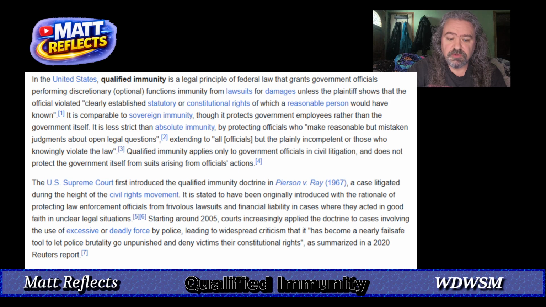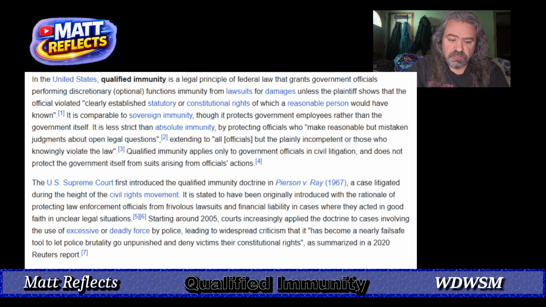It is comparable to sovereign immunity, though it protects government employees rather than the government itself. It is less strict than absolute immunity by protecting officials who make reasonable but mistaken judgments about open legal questions, extending to all officials but the plainly incompetent or those who knowingly violate the law. Qualified immunity applies only to government officials in civil litigation and does not protect the government itself from suits arising from officials' actions.